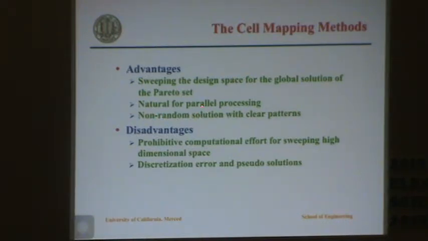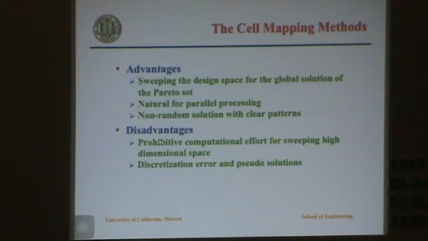This method is very good for parallel processing. At the end of the talk, I'll show you quite a few parallel processing examples that can do MOP solution searches in very high dimension, very fast. So it's very good for parallel processing. And it's not random because we're doing this structured, cellular space search. So nothing is random. It's very deterministic. As a result, we can discover very clear patterns of a Pareto set. I will show you that.